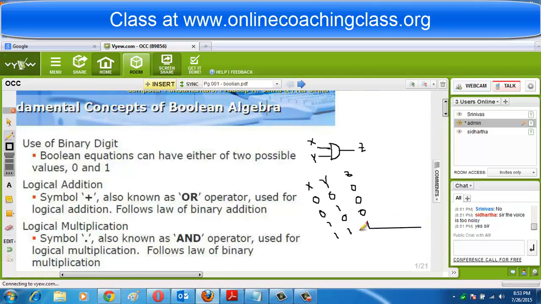See, it is a logical operation, but in algebra it looks like multiplication. 0 into 0 is 0. 0 into 1 is 0. 1 into 0 is 0. 1 into 1 is 1. So for doing any multiplication, we can replace it by the AND gate, because its logic circuitry works like multiplication.